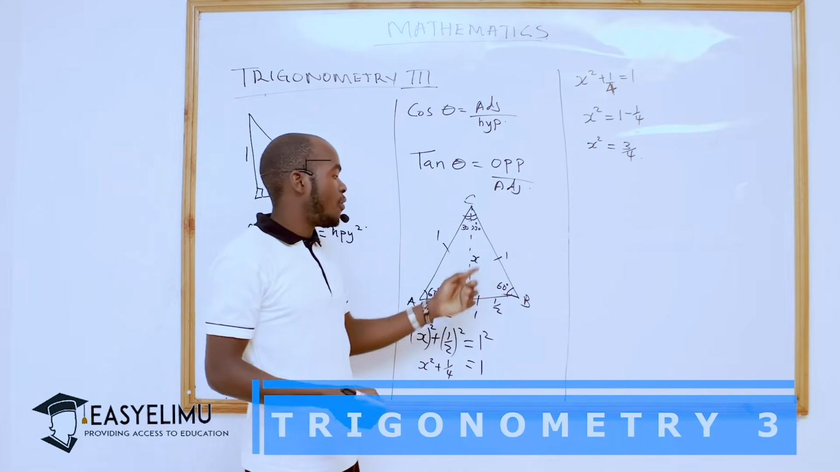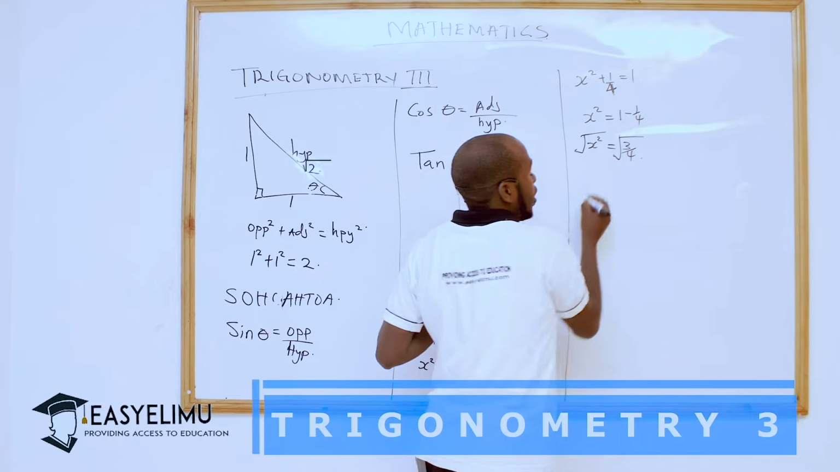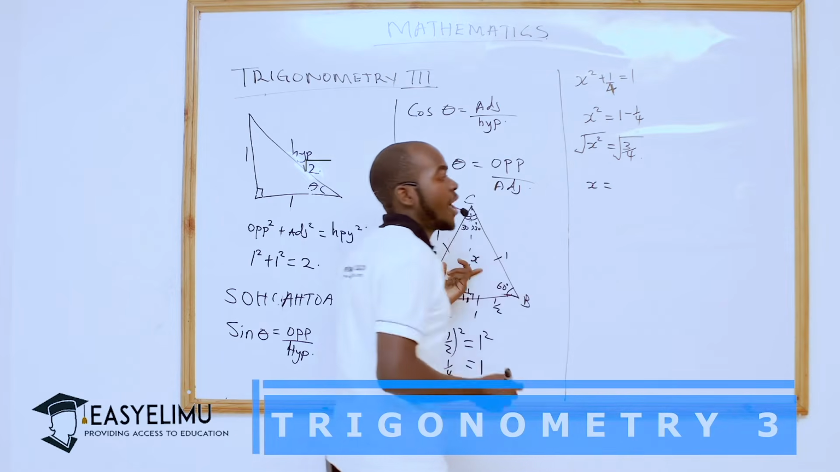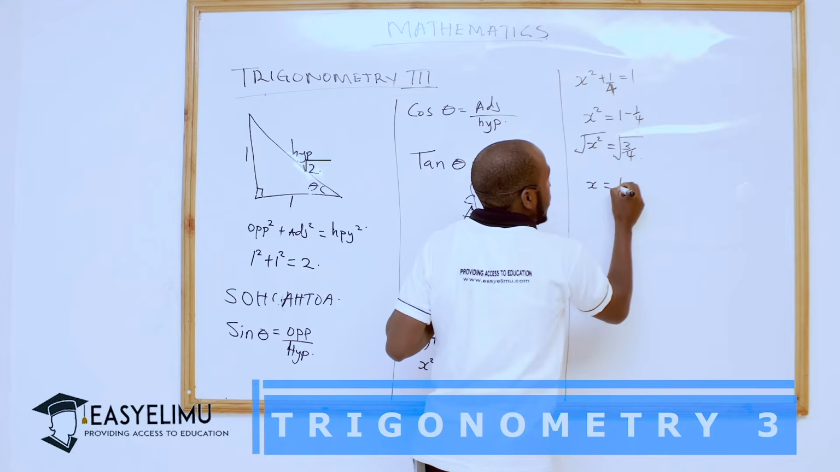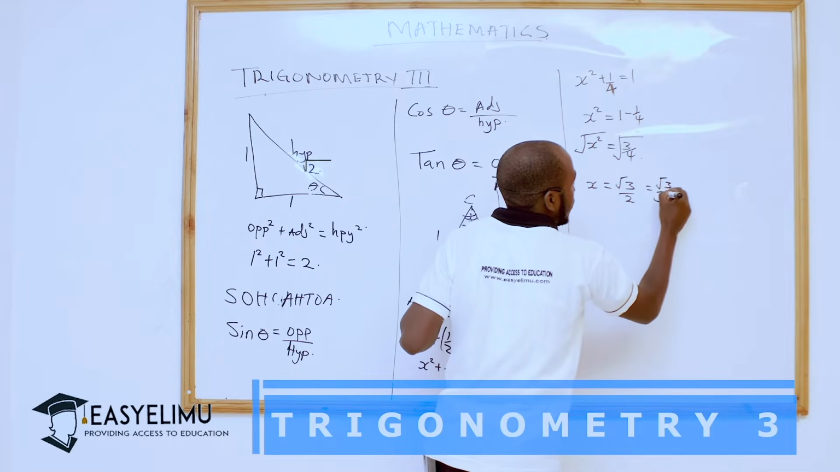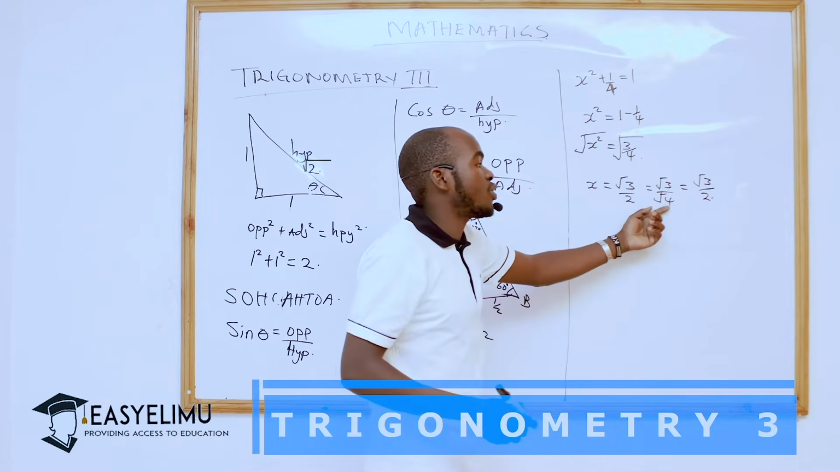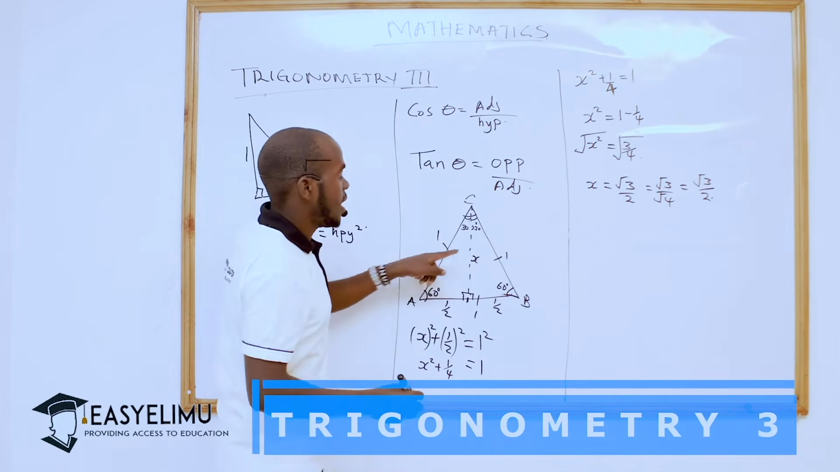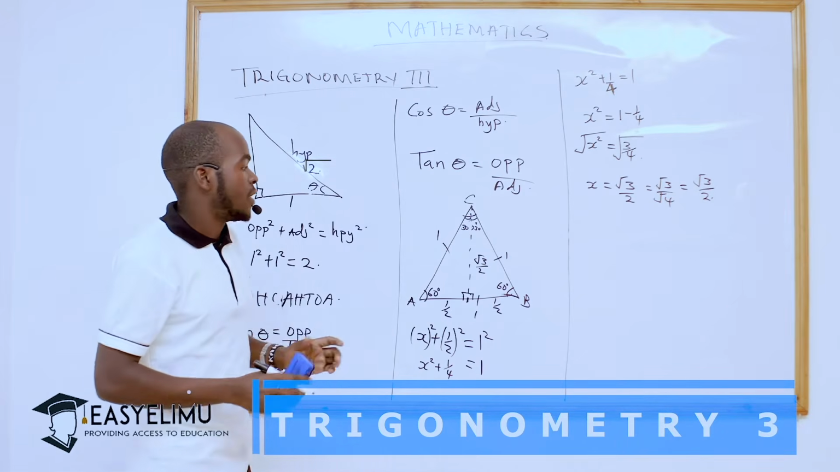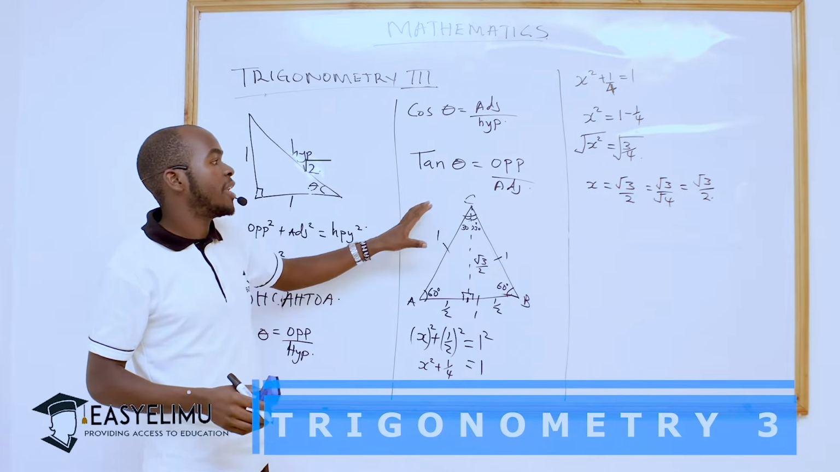Then, if you want the value of x, because what we want is x, not x squared, we have to do square root on both sides. And doing square root on both sides, we find our opposite, or the height of that triangle, can be root 3 over 2, or it can be root 3 over root 4, which will also still give you root 3 over 2, because the square root of 4 is 2. So we find that here it will be root 3 over 2.